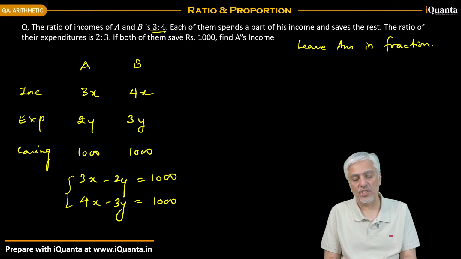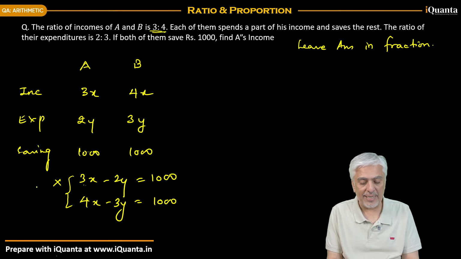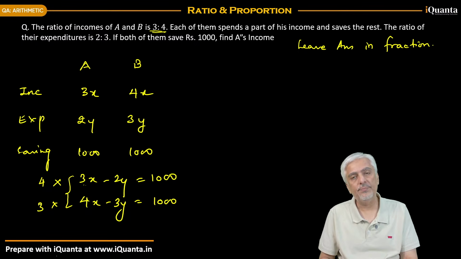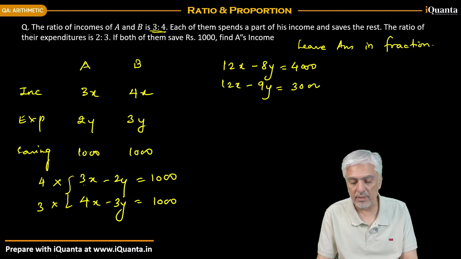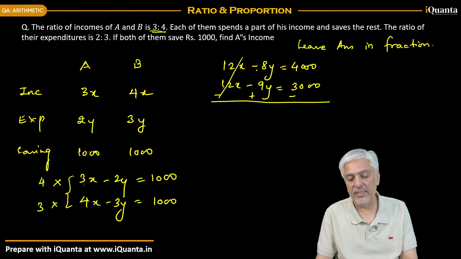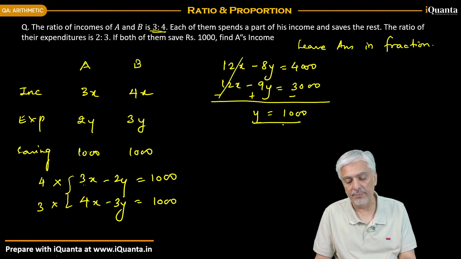How do you solve simultaneous equations? Suppose you want to cut the x off. So you'll have to make this x the same. Multiply this equation by 4, and multiply this equation by 3. If you multiply the first equation by 4, you'll get 12x minus 8y is 4000. And 12x minus 9y is 3000. Subtract both the equations, so the signs will change. Minus, plus, minus. 12x minus 12x cut. Minus 8 plus 9 is y. Y is 1000.